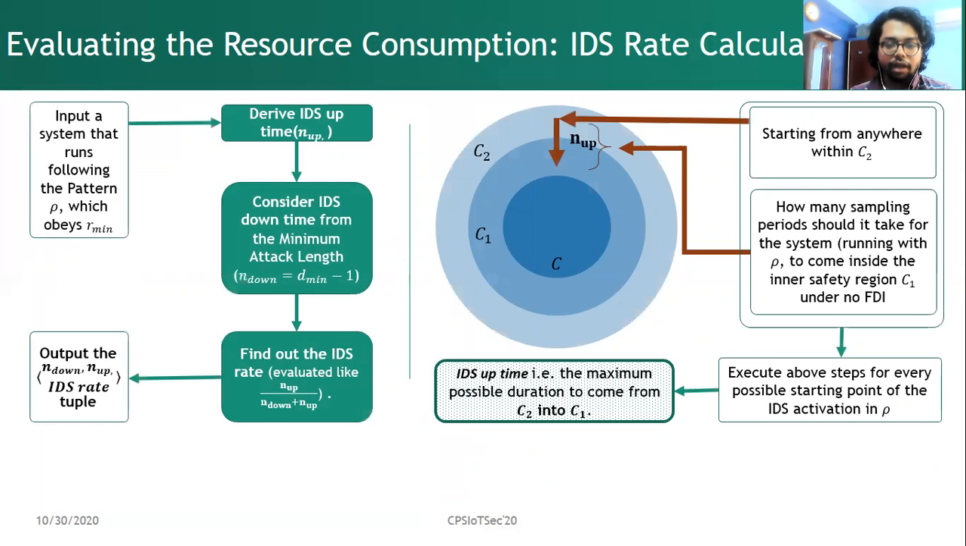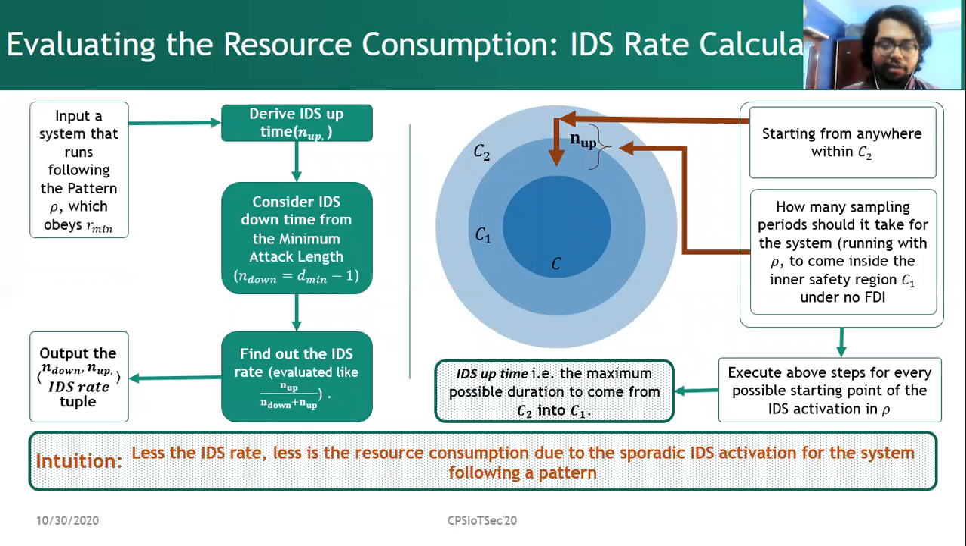Now for calculating the IDS uptime, we first initialize the state from outside C1, because while the IDS was off, the attacker must have already taken the system outside C1. So how many maximum iterations will the system need? Our algorithm tries increasing the number of iterations and trying from all the possible positions of the pattern to see when there is no attack, that is, when the IDS is up, how long it should stay up. So after having these two values, we can easily calculate the IDS rate.